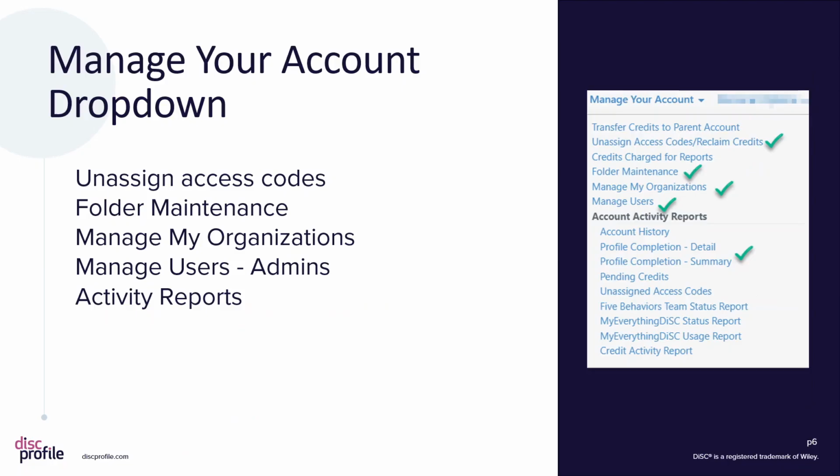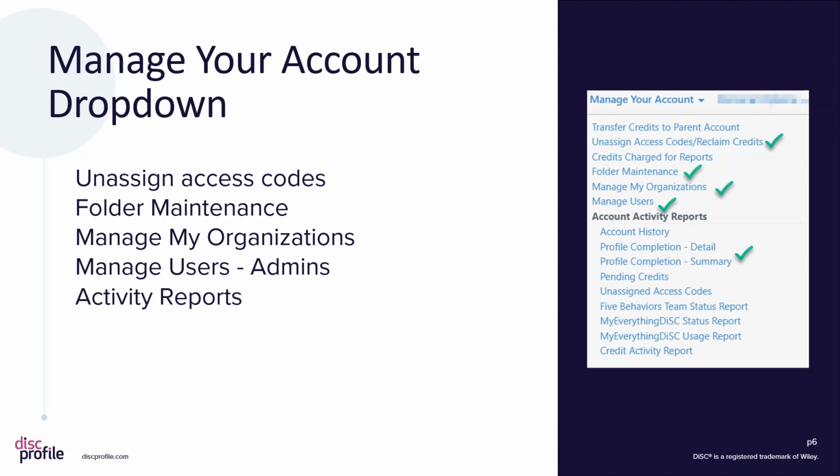So the next drop down, moving over one, is going to be the Manager Account drop down. This is where you can unassign access codes. Maybe somebody is no longer a part of the program or left the company, whatever it may be. As long as they haven't completed, you are able to pull those codes back and get those credits.